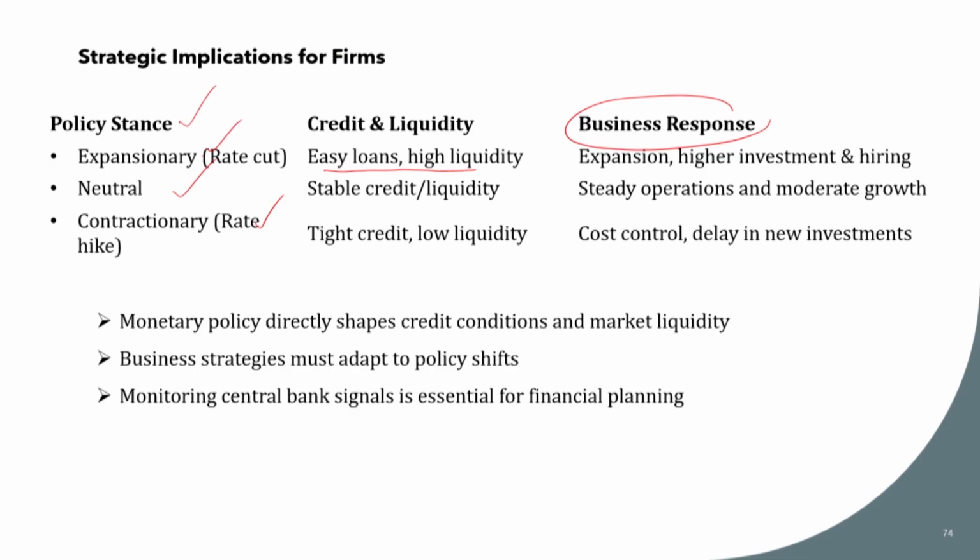So in this case, business firms can expand the size of their operations through higher investment and hiring, because they see that the cost of production has declined, and at the same time in the market there is more liquidity and an increase in aggregate demand. So these are the key insights here. Monetary policy directly shapes credit conditions and market liquidity. So the firms must adapt their business strategies to the policy shifts. The firms need to monitor central bank signals, because that is essential for proper and robust financial planning.